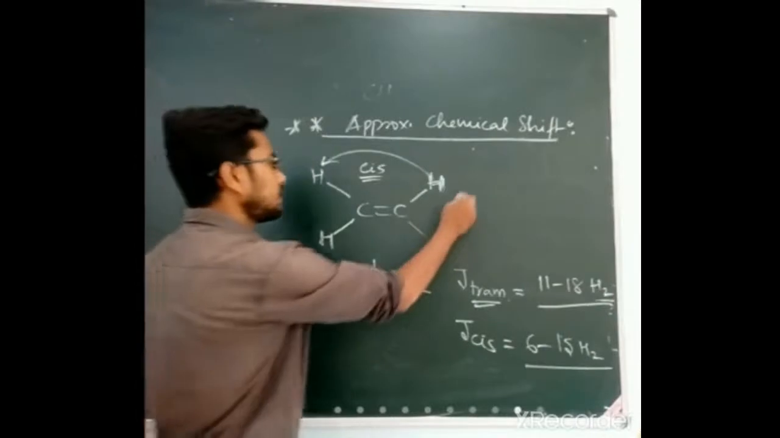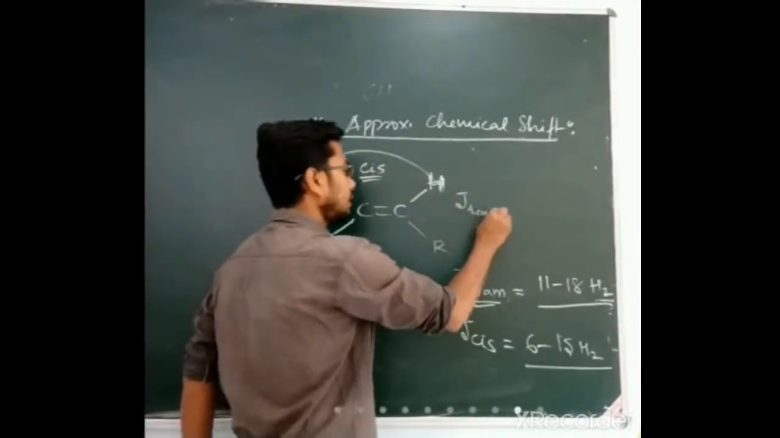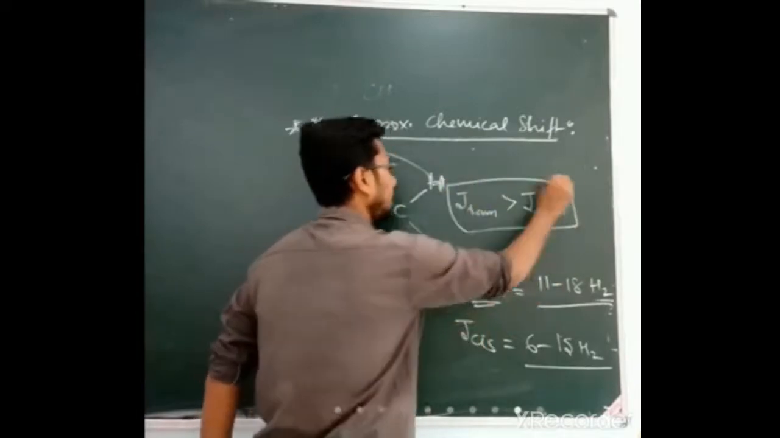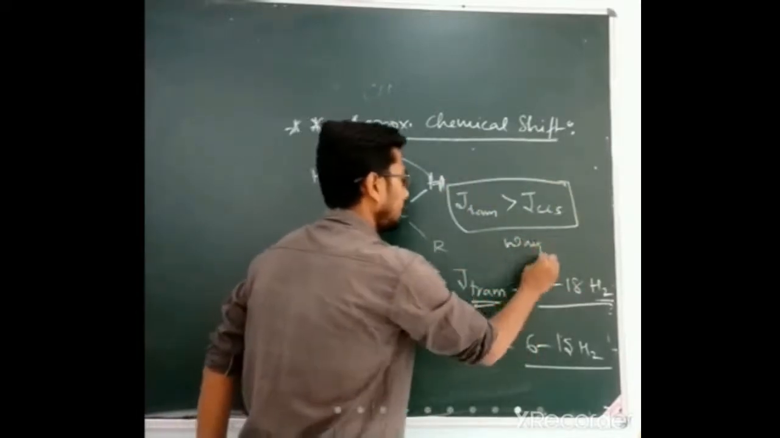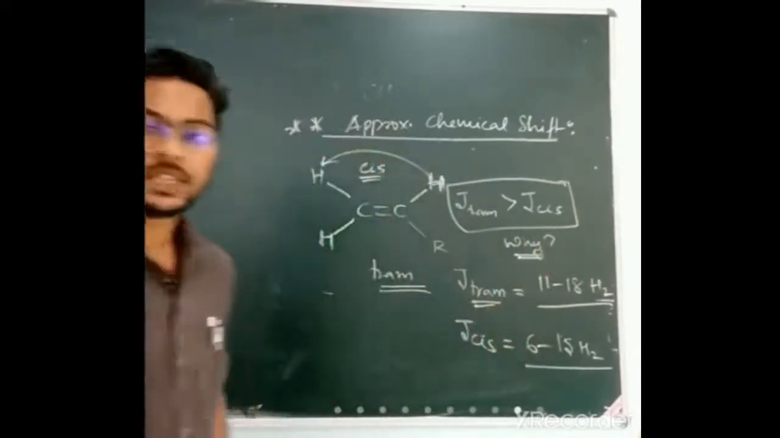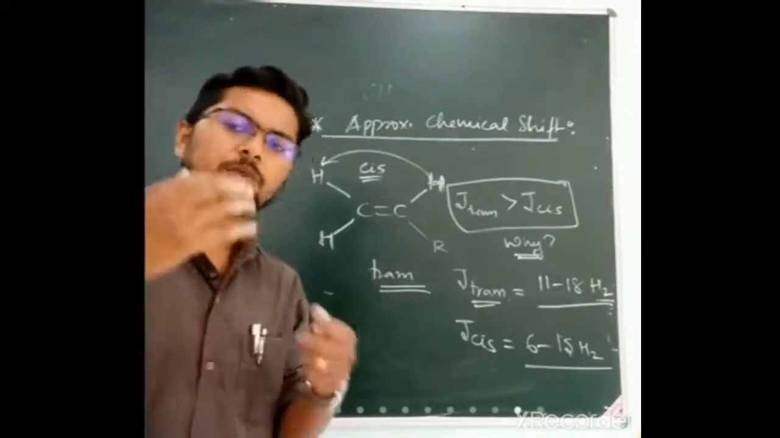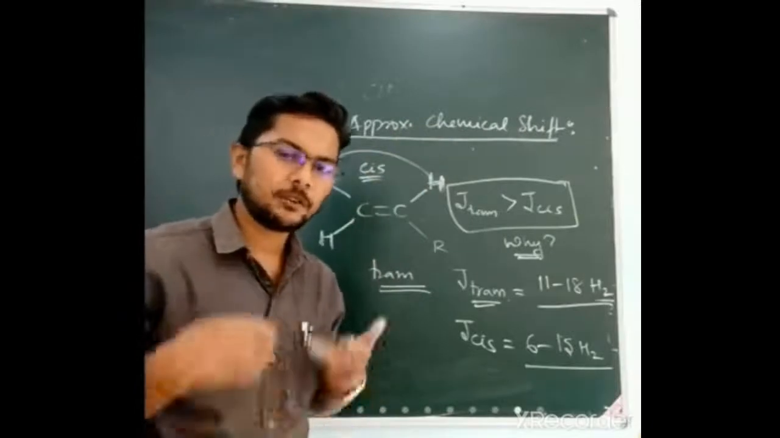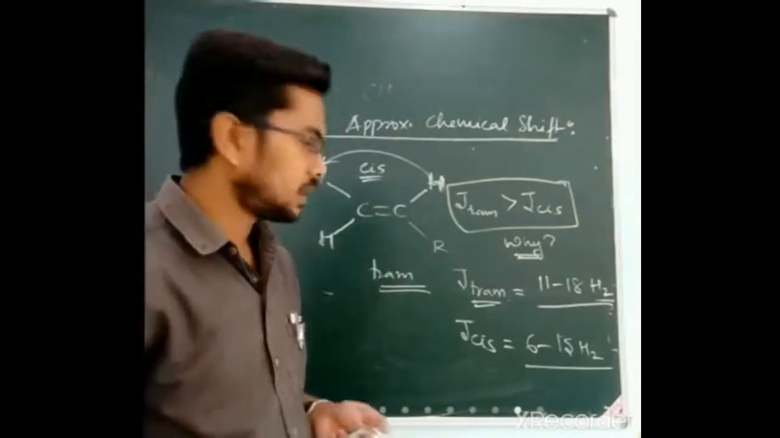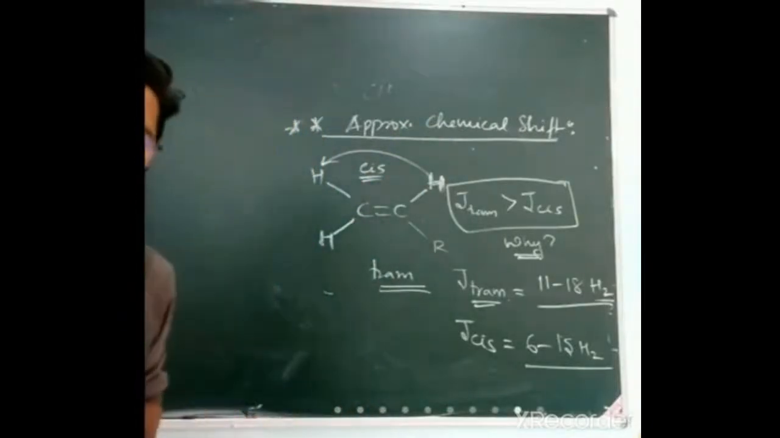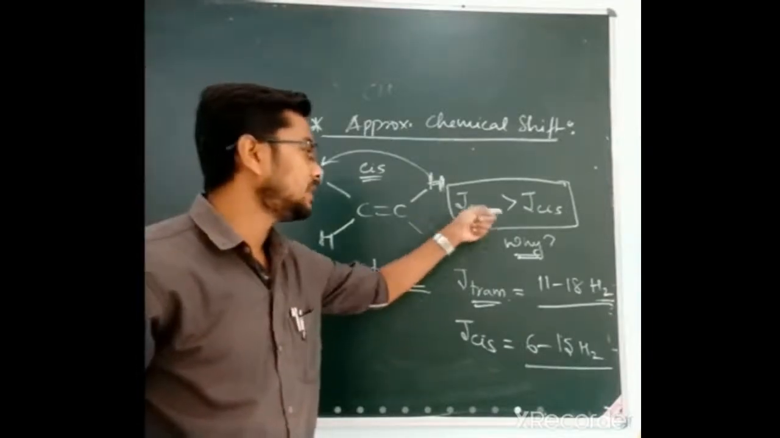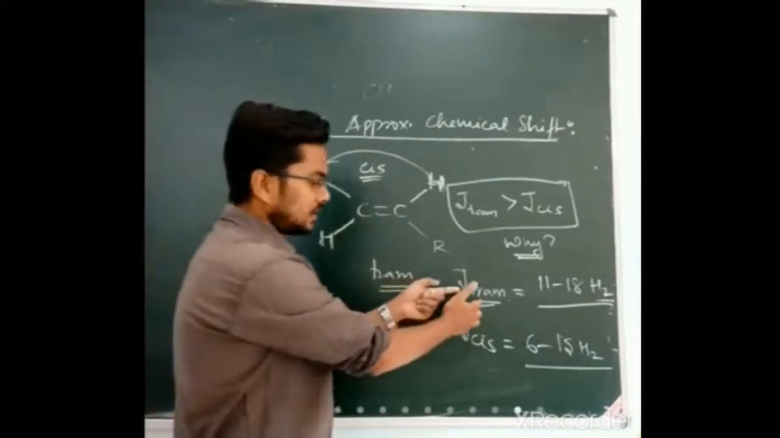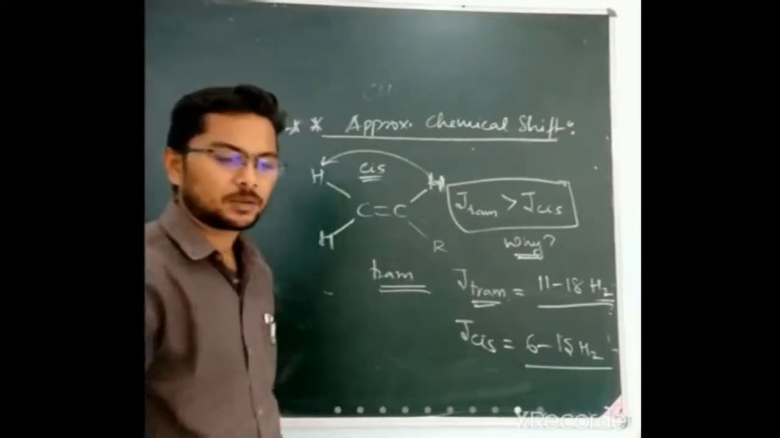So J trans is greater than J cis. So the question is, why is J trans greater than J cis? We will discuss it after discussing approximate chemical shift. As I said, I'll again go back to your coupling constant parameter. Then we'll discuss in detail why J trans is greater than J cis. But you should always remember that J trans is greater than J cis. Okay.